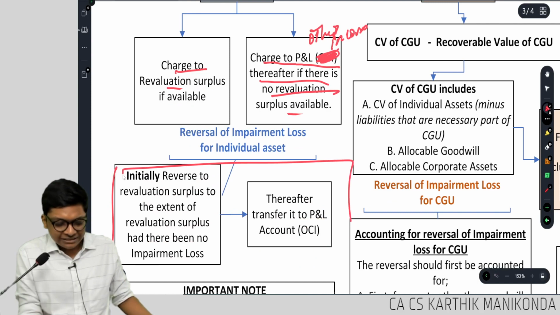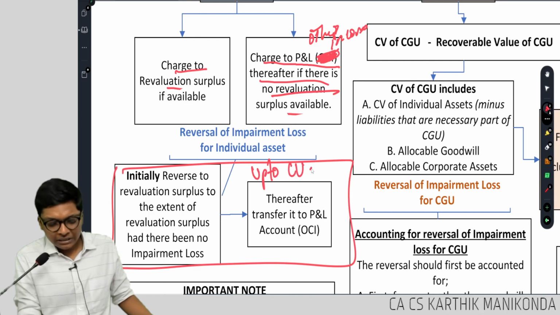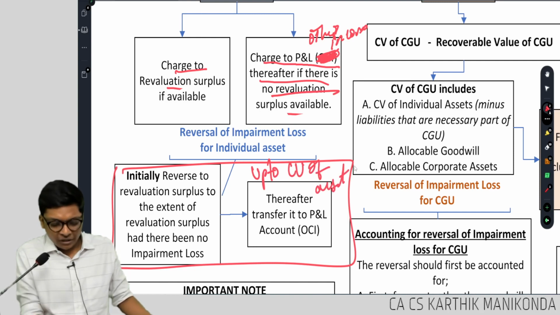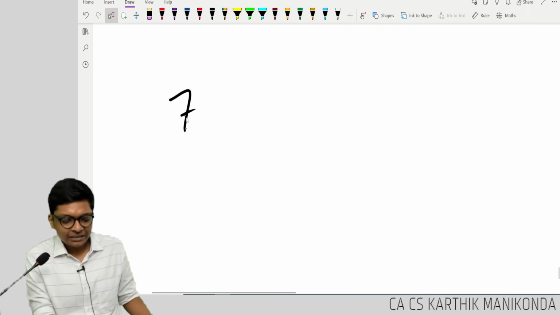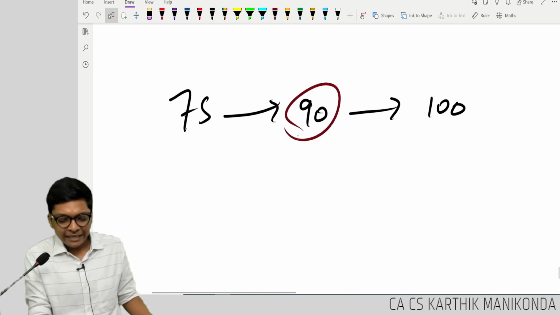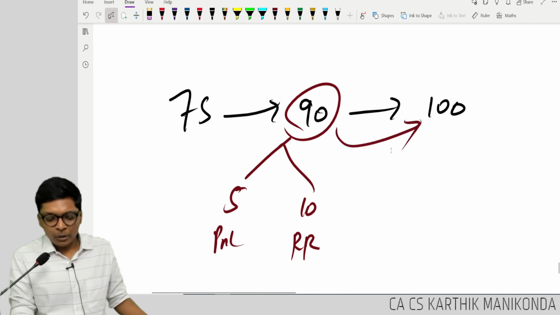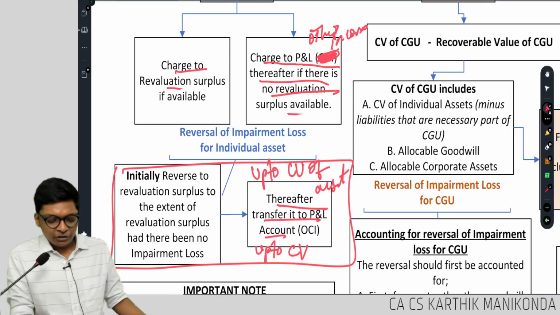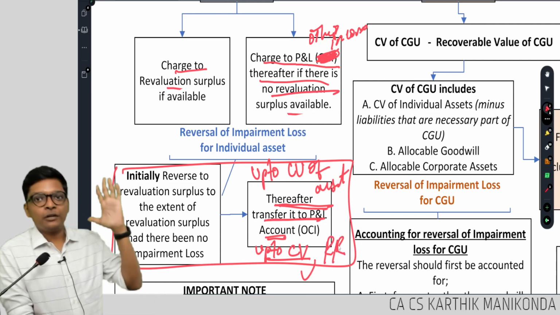So this note is correct if it is applicable up to the carrying value of the asset. If I have to fill this, thereafter transfer it to P&L up to the carrying value. Look at this, where in this case 75 became 90, then again became 100. So up to 90 we have two buckets, 5 P&L, 10 revaluation. 90 to 100, 10 is revaluation. So I should rephrase this as, thereafter transfer it to P&L up to the carrying value, and beyond this, revaluation reserve.